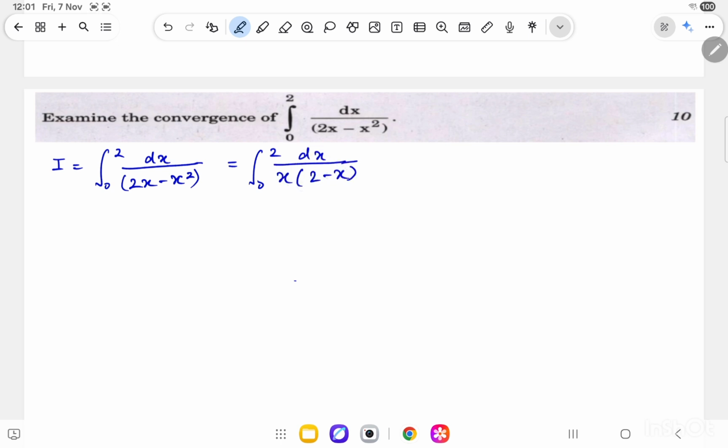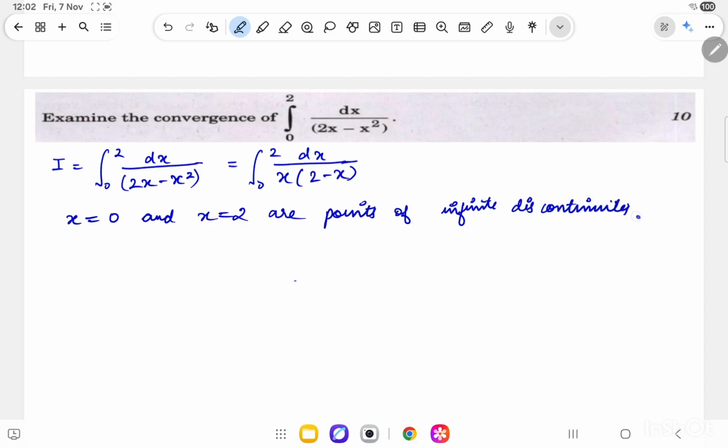Now you can easily observe that x equals 0 and x equals 2 are points of infinite discontinuities. My next step should be to break down this integral. So my I will be equal to the integral from 0 to 1 of dx by x times (2 minus x) plus the integral from 1 to 2 of dx by x times (2 minus x).